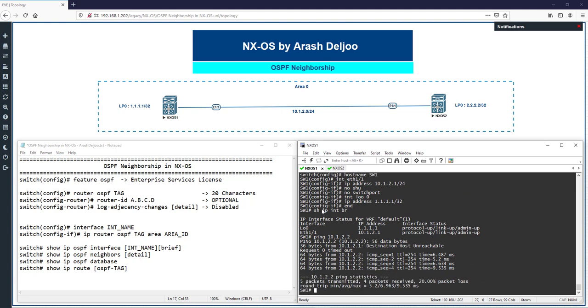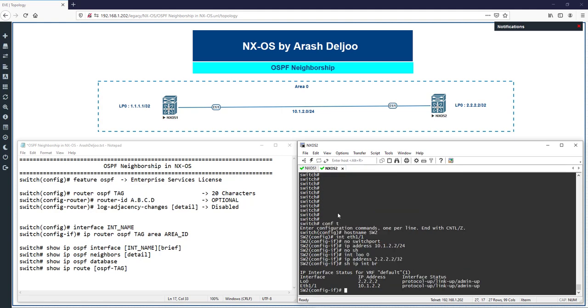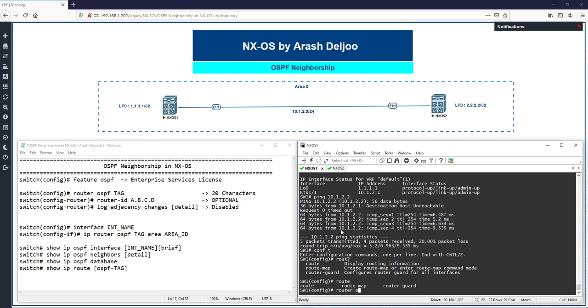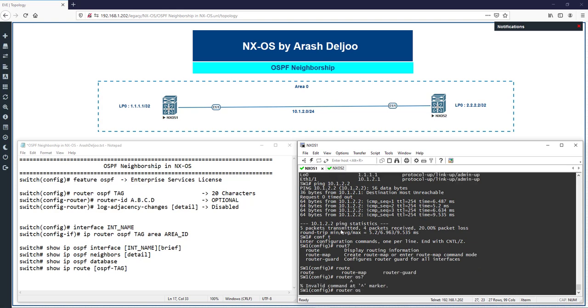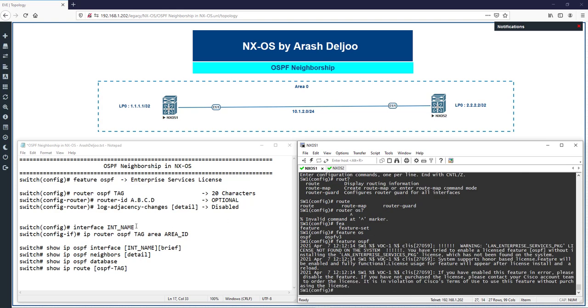Now we can enable OSPF in NX-OS. Don't forget, the first command for configuring OSPF is feature ospf. If you don't configure feature ospf, you don't have the router ospf command. Okay, first you should enable the feature ospf. And you need the Enterprise Services license. If you have this license, you can continue with the configuration of OSPF.